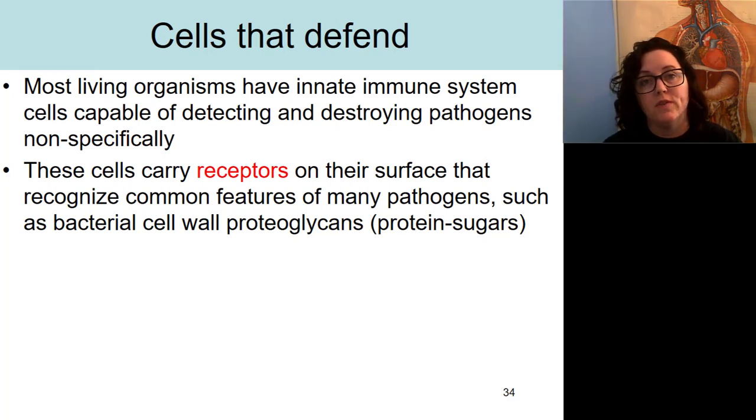These receptors are on the surface of the cell, and they can recognize certain features that are common to many different pathogens. For example, most bacteria have a cell wall with something in it called a proteoglycan, which is a protein-sugar combination. So there's a receptor that recognizes this proteoglycan, and that's how we can tell that this is a pathogen. So our cells don't contain that proteoglycan.